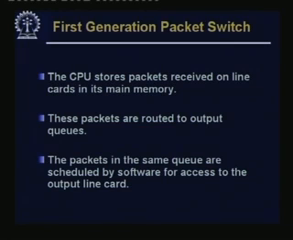The packet switch went through several generations, maybe now we are in the 4th generation or something. Anyway, the first generation packet switch uses a CPU which stores packets received on line cards in its main memory. These packets are routed to output queues. The packets in the same queue are scheduled by software for access to the output line card.